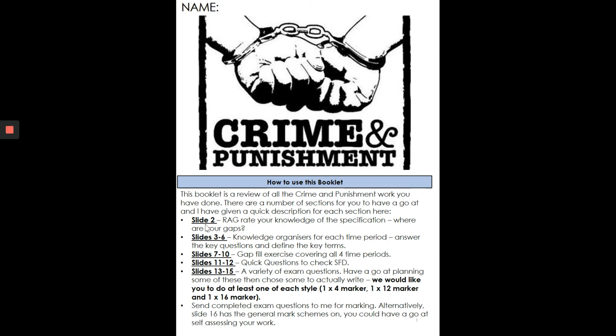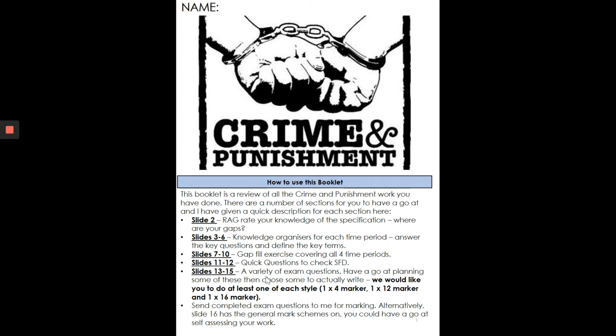So the first one on slide 2 is around knowledge. I'll go through each of these. Then some knowledge organisers for a few extra details, then the gap fill exercise for all 4 time periods, and there are some quick questions to check your specific factual detail, the stuff that you need to know to put in exam questions.